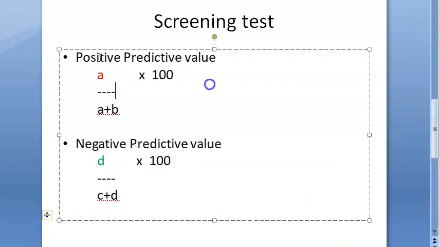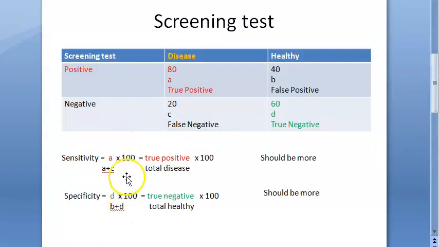Now let's move on. There is something else called positive predictive value and negative predictive value. Same thing only. For positive predictive value, you will use the true positive. For negative predictive value, you will use the true negative. A and D. You're always using A and D, and the denominator is changing.